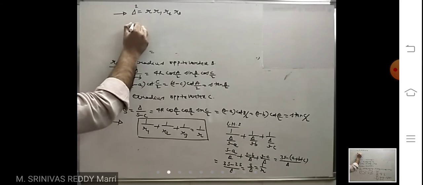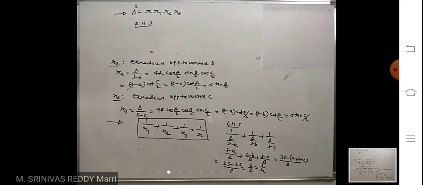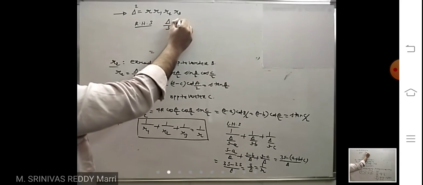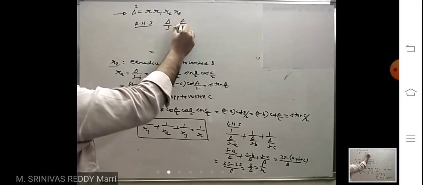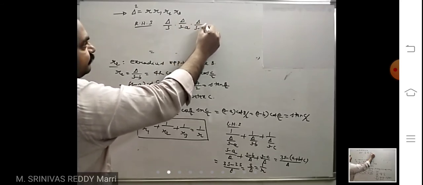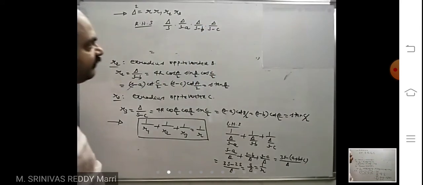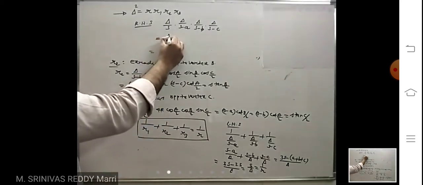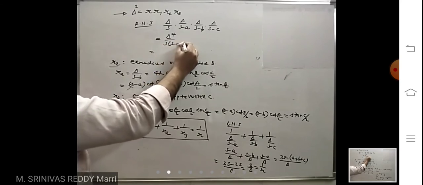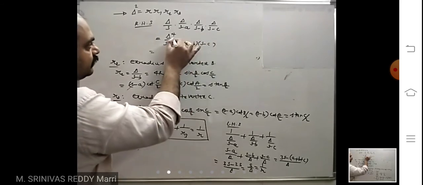Now, delta square. If you take the RHS, R is nothing but delta by S, into delta by S minus A, delta by S minus B, just substitute the formula, delta by S minus C is the formula. Now you get delta to the power 4 divided by S into S minus A into S minus B into S minus C.